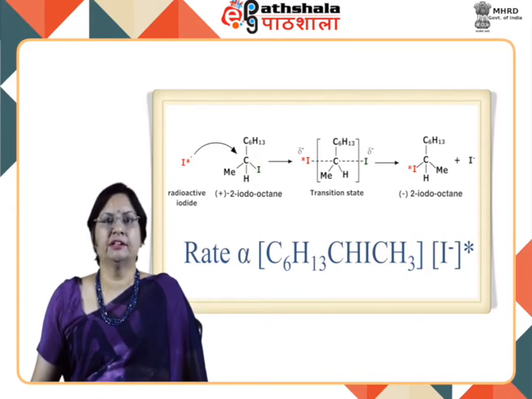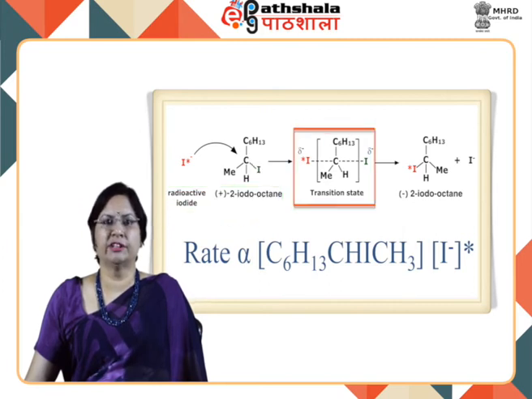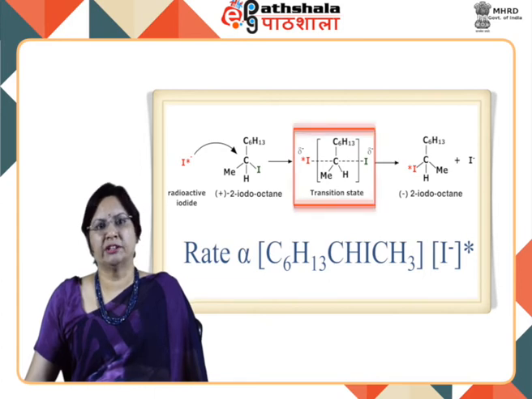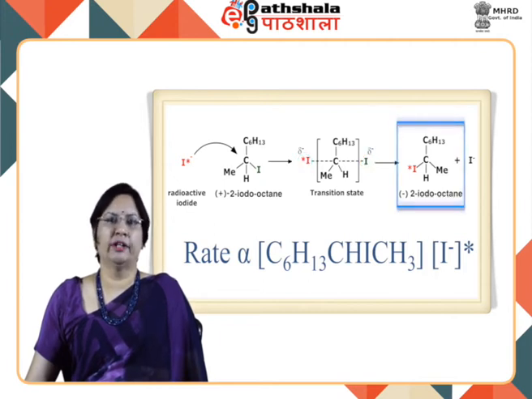So, as you can see in this mechanism, starting from the 2-iodooctane where iodine is not labeled, when it is reacted with radioactive iodide as nucleophile, there will be formation of this transition state. Then from this transition state, as the unlabeled iodide goes out and the labeled iodide is attached from the other side, there is a formation of minus 2-iodooctane, that is inversion in the configuration. So, this was proved by Hughes and Ingold.